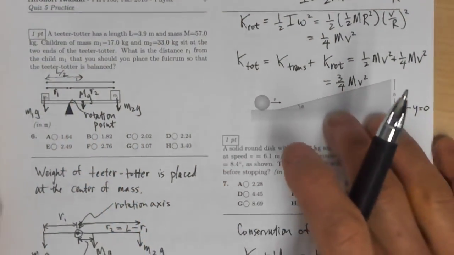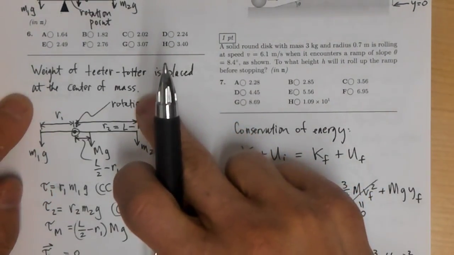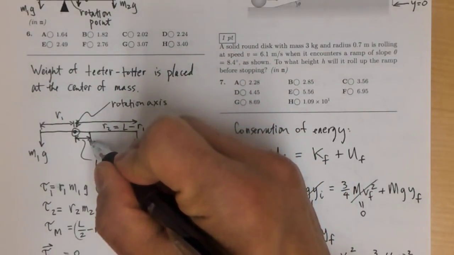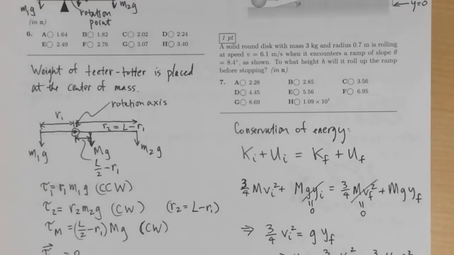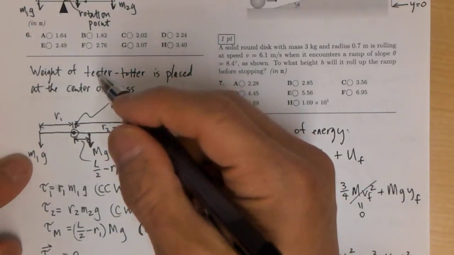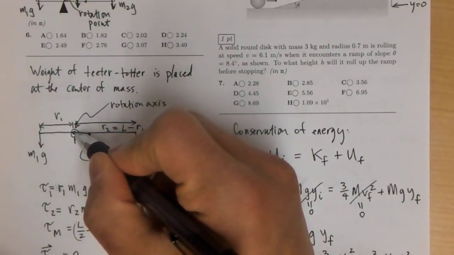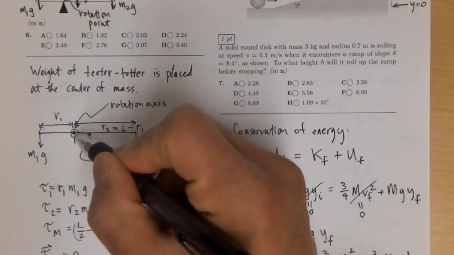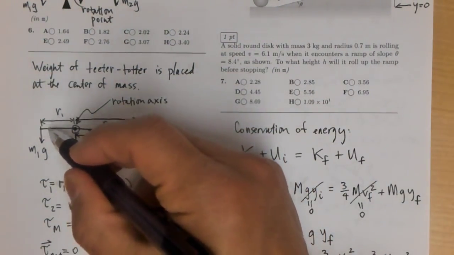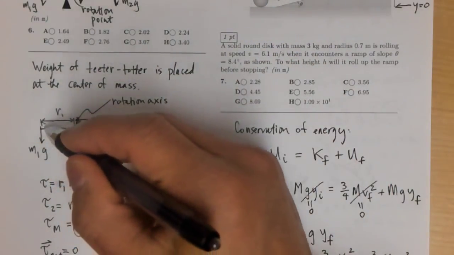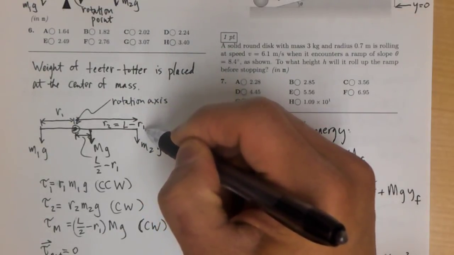Right? So let's show you here. The weight of the teeter-totter is placed at the center of mass, right in the middle here. That is a key concept that you're responsible to know how to deal with on the quiz. So if the distance from here to here is L, this is the rotation point. That's where the thing is balanced, and it's going to tip from that point. This distance is what we call R1. Since the total length is L, this R2 is going to be L minus R1.